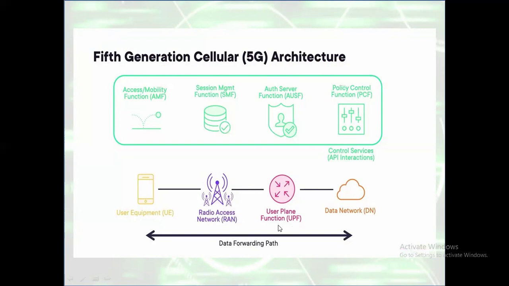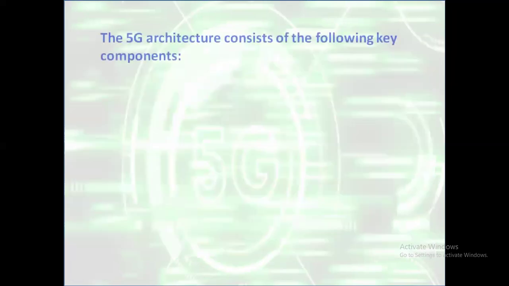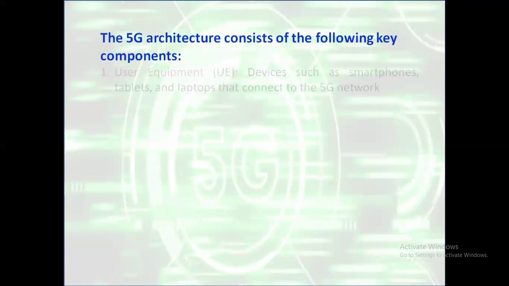The architecture also has the user plane function, UPF, DN, the data networks, and also the control services, which include AMF, access and mobility function, session management function, SMF, AUSF, and PCF. We'll see one by one. First, we'll move on to the main components we are going to look into.